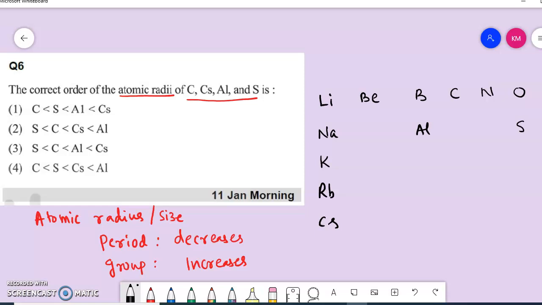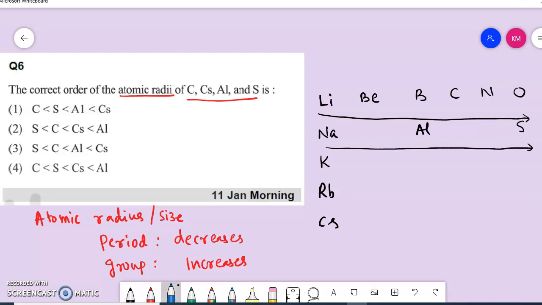Now as you know, children, down the group size increases, and across the period size decreases. So out of these three elements, carbon, aluminium and sulfur, across the period size decreases, in the sense carbon has the smallest size. So carbon is the smallest. Why? Because down the group size increases, no? Out of aluminium and sulfur, across the period size decreases, so sulfur has the least atomic size.